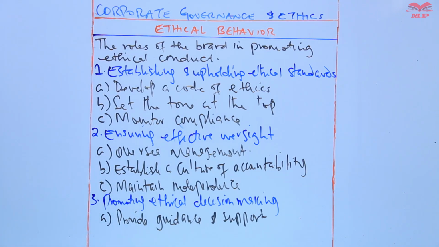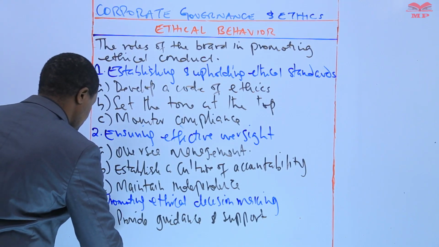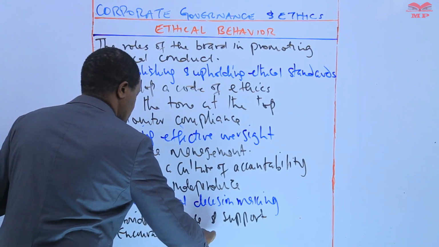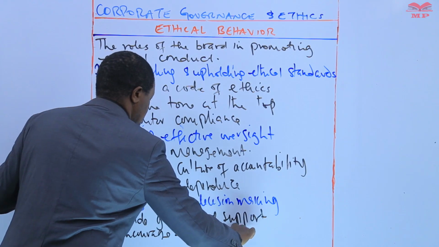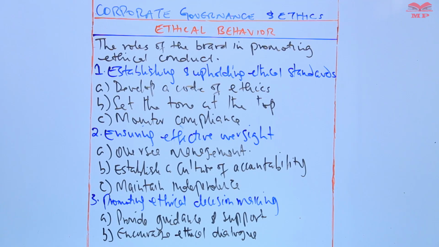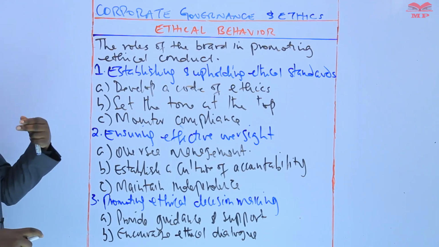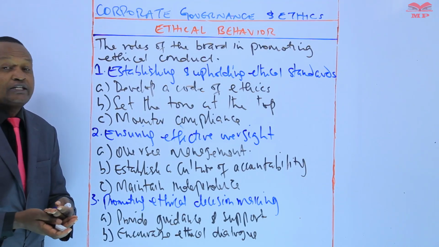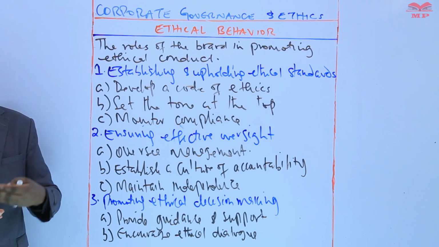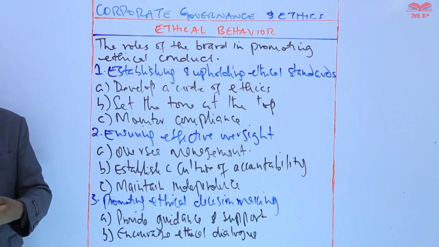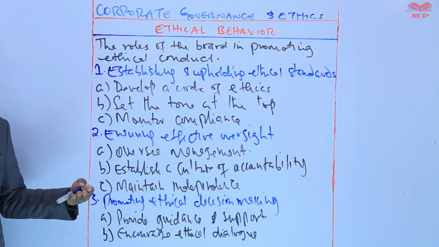Provide guidance. Two, encourage ethical dialogue. The board should encourage open and honest dialogue about ethical issues within the organization, and that can be achieved through regular board meetings, discussions with the management, and also engagement with stakeholders.